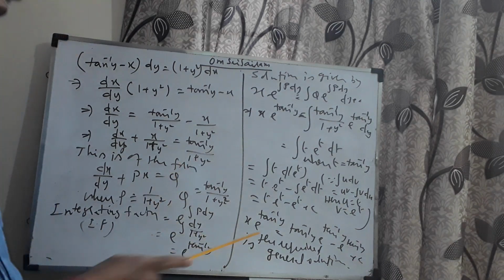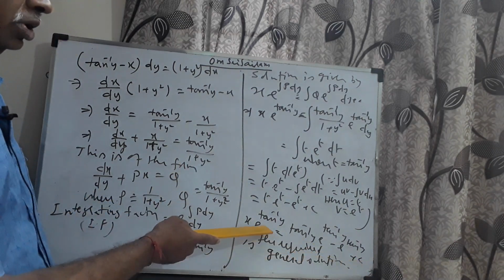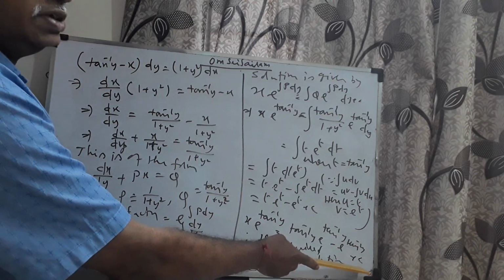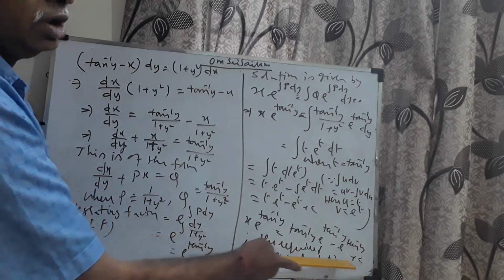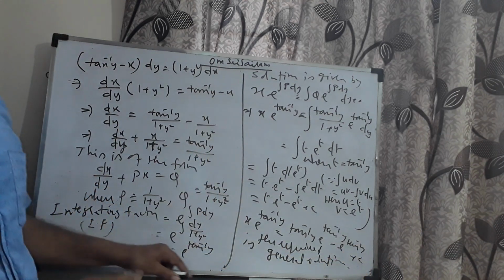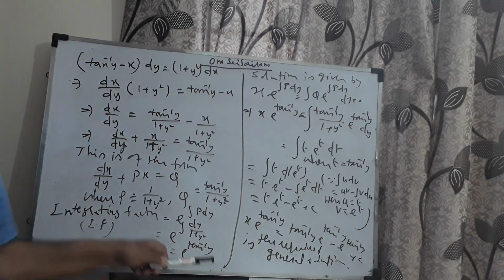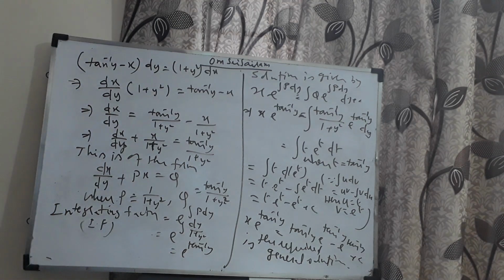That's the way it's being done. You can even divide throughout by e power tan inverse y. Here I should write c e power minus tan inverse y finally. That's the final answer you are supposed to remember anyway. That will be the final solution.